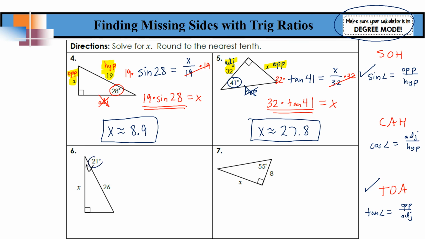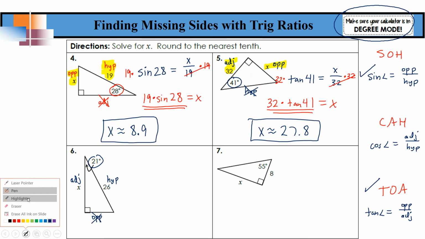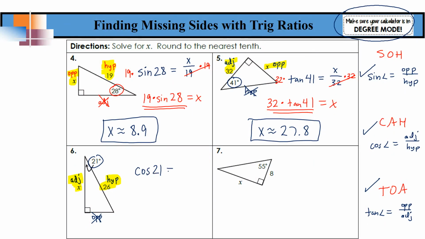In number 6, we circle the acute angle, and let's label the sides. 26 is the hypotenuse, and x is the adjacent leg. The opposite leg is down here, but again, we're not using it because it's unlabeled. We ask ourselves, what has been provided for us? Well, the adjacent side and the hypotenuse. Which one of our trig ratios uses adjacent and hypotenuse? Well, it's cosine. Cosine is adjacent over hypotenuse. So we'll write down cosine of 21 equals the adjacent side, x, over the hypotenuse, which is 26.